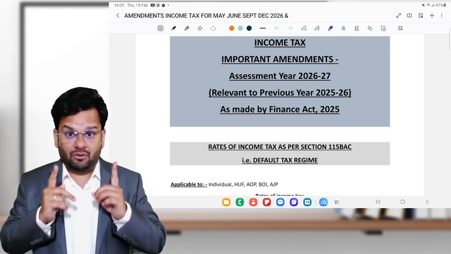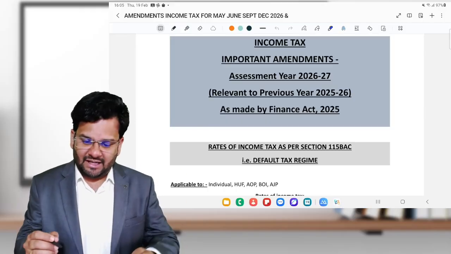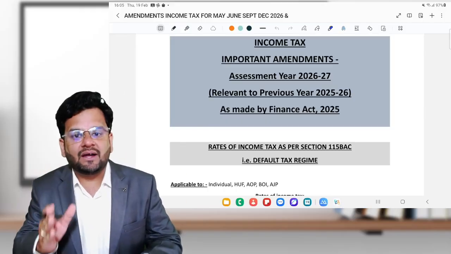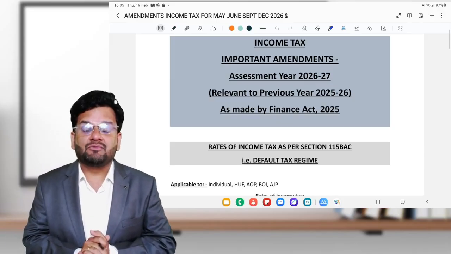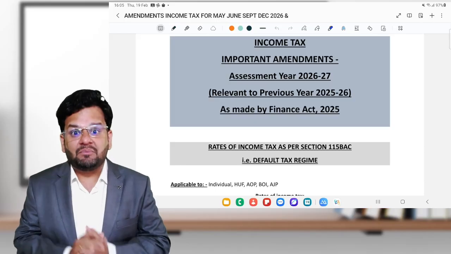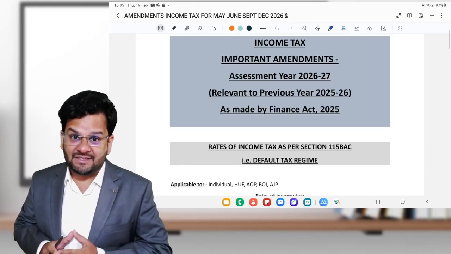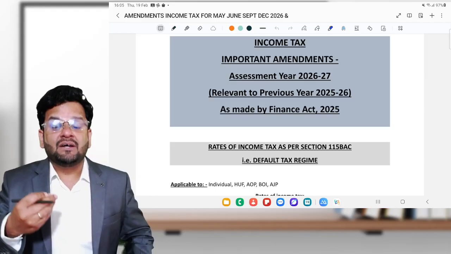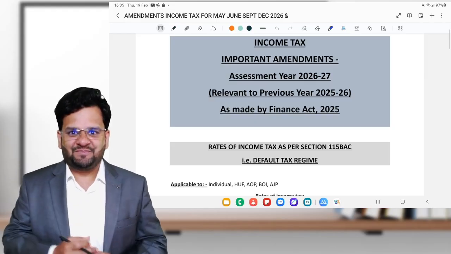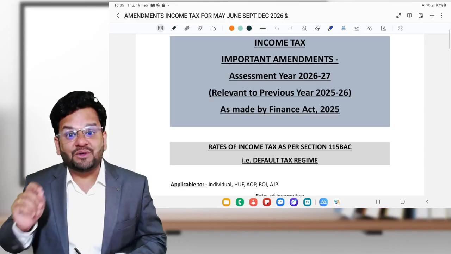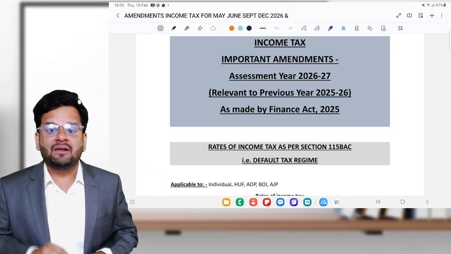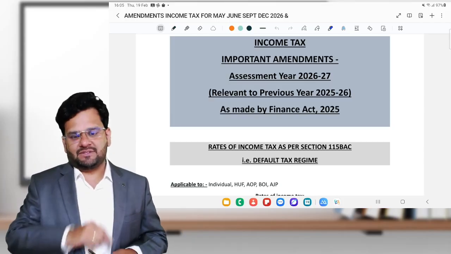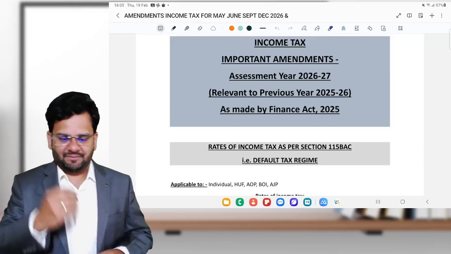for AY 26-27, that is PY 25-26. These are the amendments made by Finance Act 2025, not the latest budget, friends. The latest budget will be Finance Act 2026, but we are talking about Finance Act 2025 because those things will be applicable in your upcoming exams. So let us start.